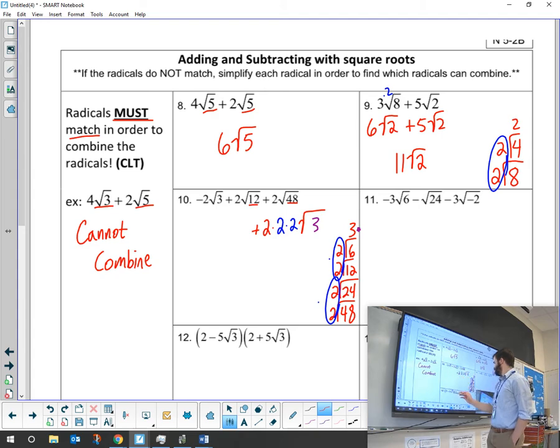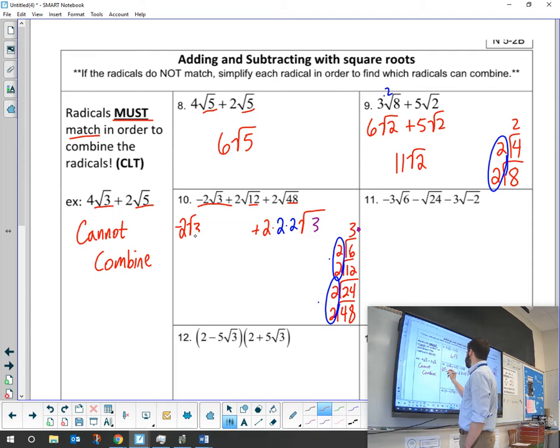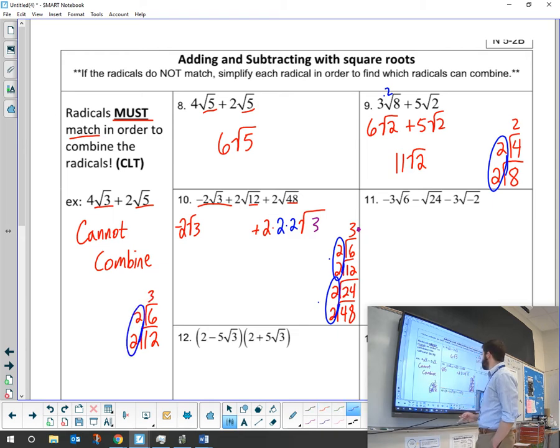Okay, this one can't simplify at all, so I'm just going to write that down here: negative 2 square roots of 3. But let's see if I can simplify 12. I'm going to do it over here. 12 divided by 2 is 6. 6 divided by 2 is 3. So yes, we can pull out a 2 there. For this one, we already have a 2 on the outside, right? And we're going to have another 2 on the outside, and we're going to have a square root of 3.